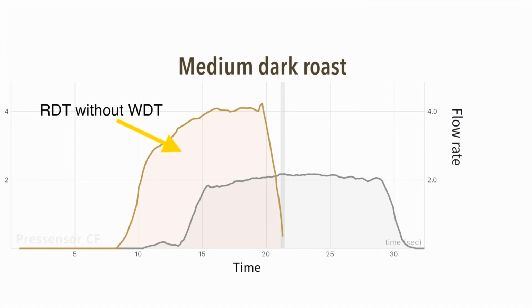So naively, I thought perhaps if you're doing RDT, then you get less aggregates, which means maybe you don't actually need to do WDT. So this was my hypothesis, and my hypothesis was completely wrong. Simply doing RDT and not doing WDT actually reduced the extraction times, and the coffee which came out tasted terrible.